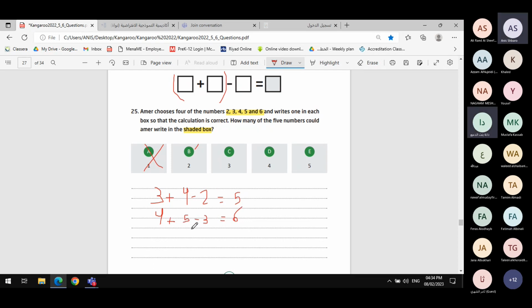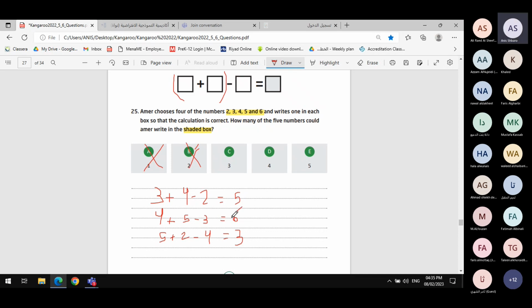For example, yes. 5 plus 2 is what? It is 7, minus maybe 4. So the answer 3 will be yes. So we found another one. Let's take out the B. Also, let's continue. So we used the 2, 4, 5, and 2, 3, 4.